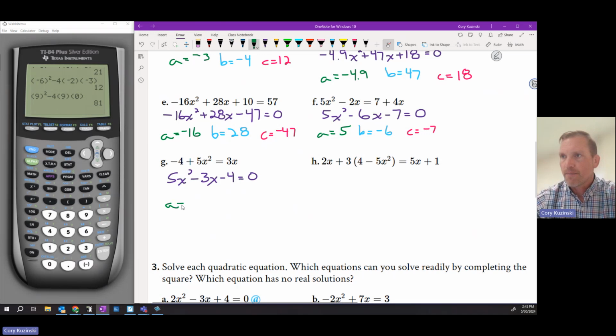A is 5. B is negative 3. And C is negative 4.